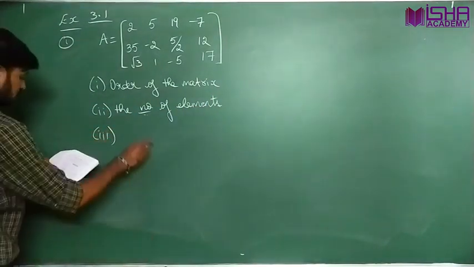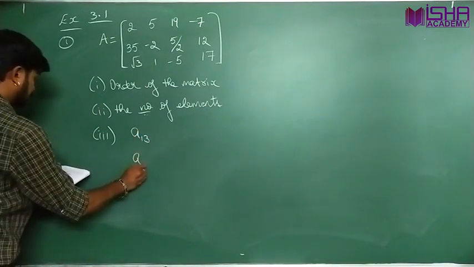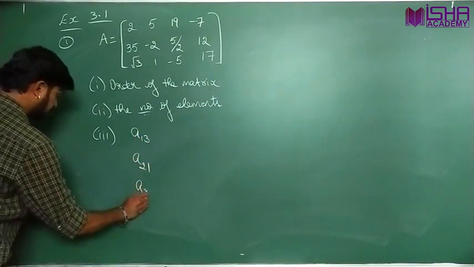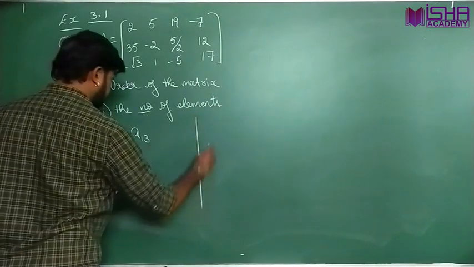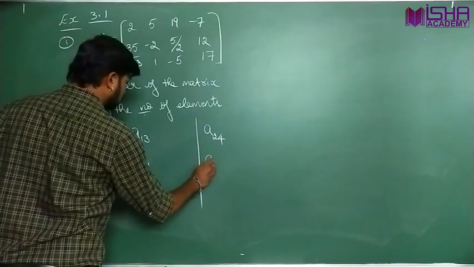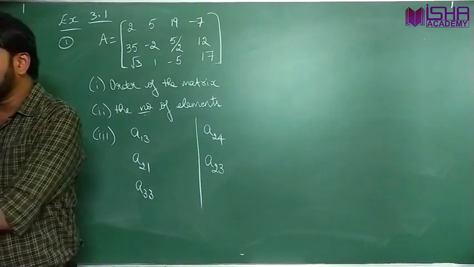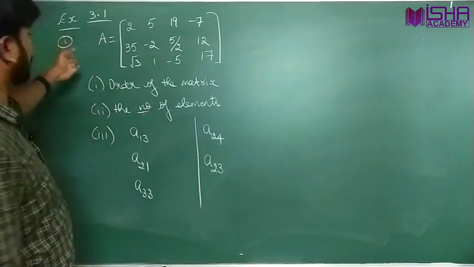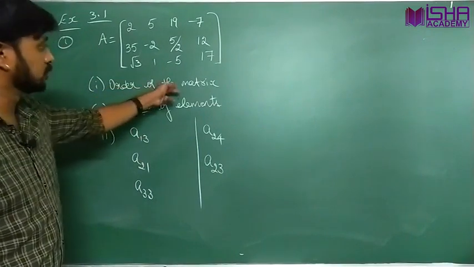A13, A21, A33, next A24 and A23. So in the matrix A, you have to write the order of the matrix, the number of elements and all these elements.